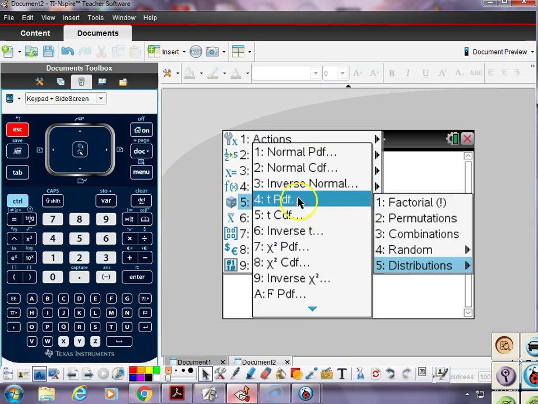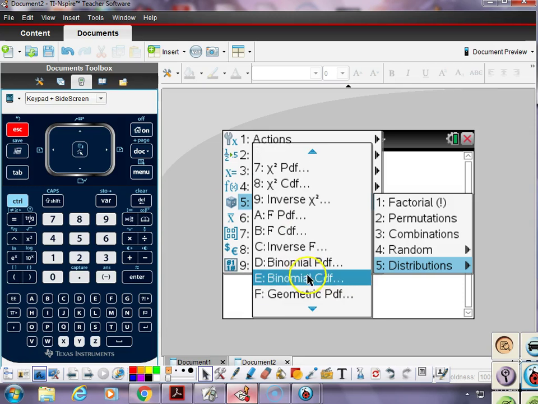Okay, and so what you're going to do, you see there's different ones, normal PDF, normal CDF, all this stuff. You're going to keep looking until you see one that is binomial. So down there on D, there is a binomial PDF and a binomial CDF. If you will, make sure you get a calculator. I will pause for a minute to make sure each person has a calculator and is touching said calculator.